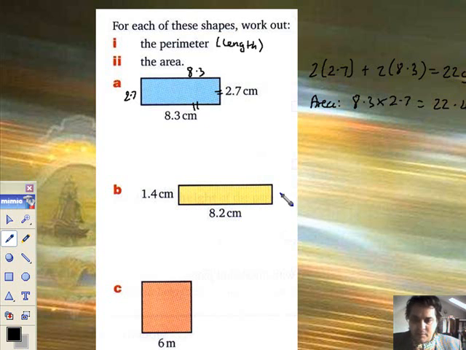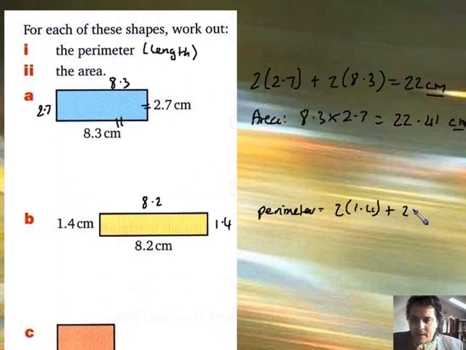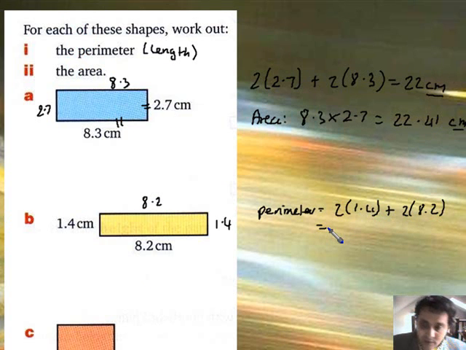So here we go again. Part B, 1.4 and 8.2. So let's just do the perimeter again for this one. I've got 2 lots of 1.4 and 2 lots of 8.2. Just grab a calculator, do it quickly. 2 times 1.4, close bracket, plus 2, open bracket, 8.2. Please note how I'm using the brackets. Right, 19.2. Let's see where this goes in a minute.